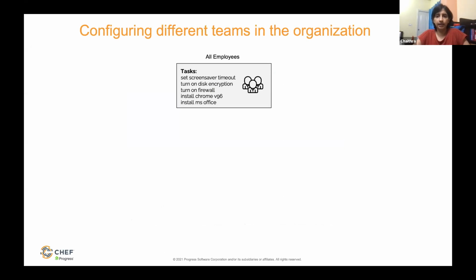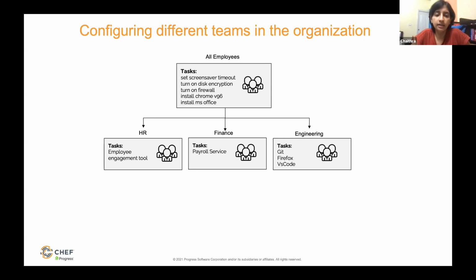So let me take you through a use case where you can use Chef to configure different teams in the organization, right? So let's just say an organization needs to have some base configurations for all its employees. So, setting screensaver timeout and disk encryption, and you may want to turn on the firewall, install a particular Chrome version, and install Microsoft Office for all the employees in the organization.